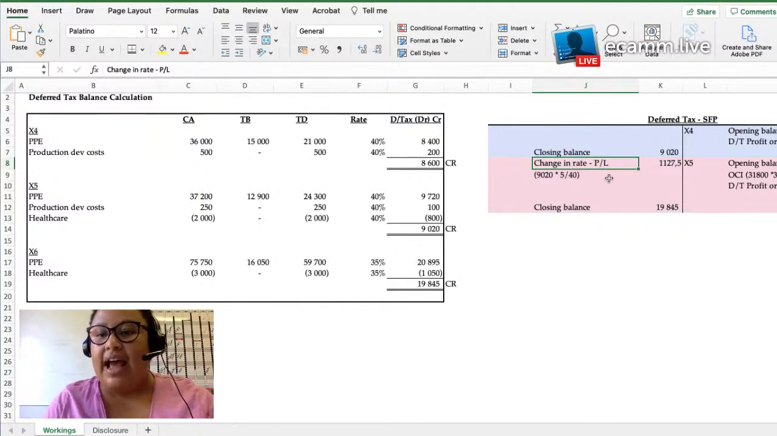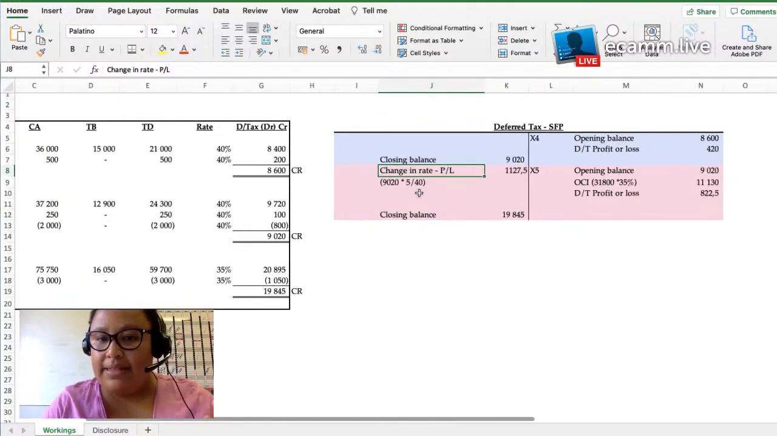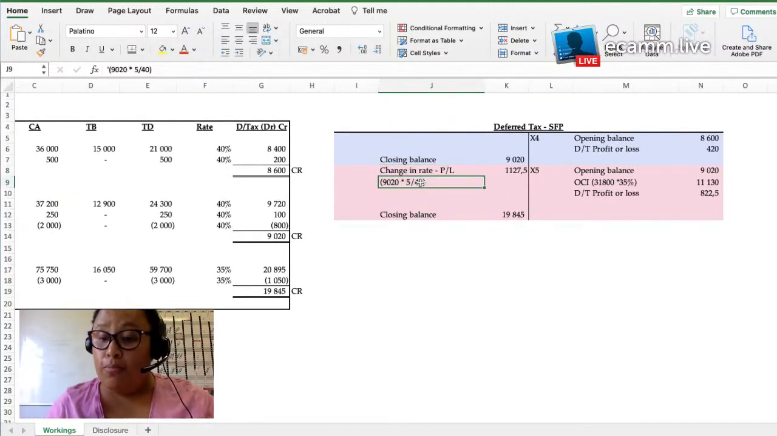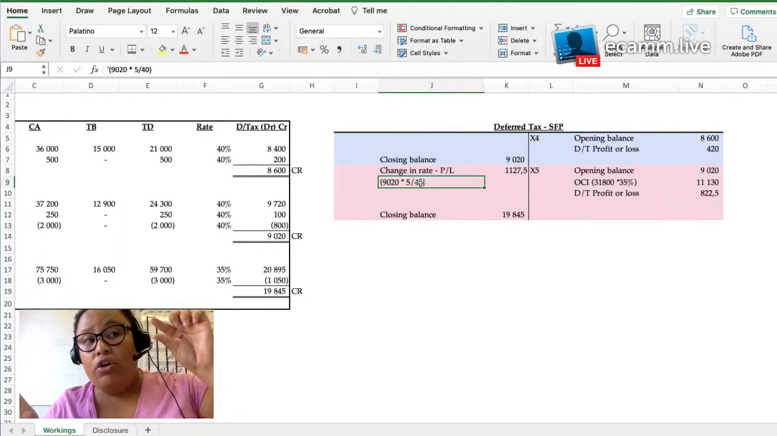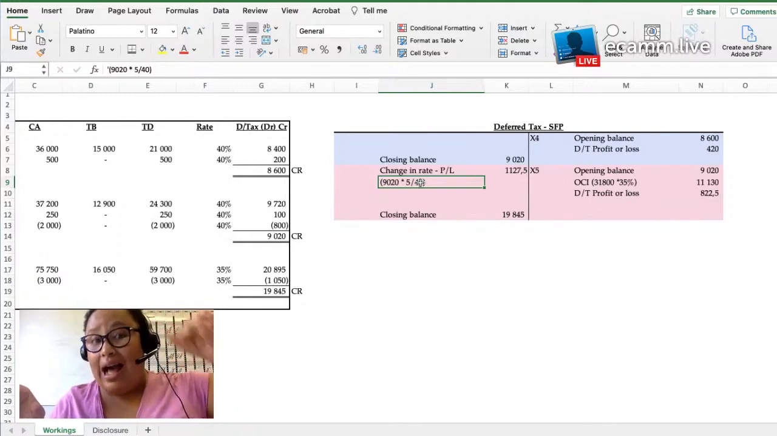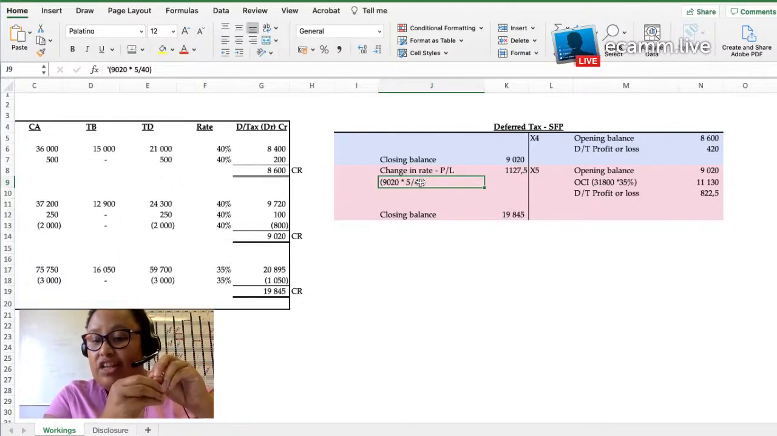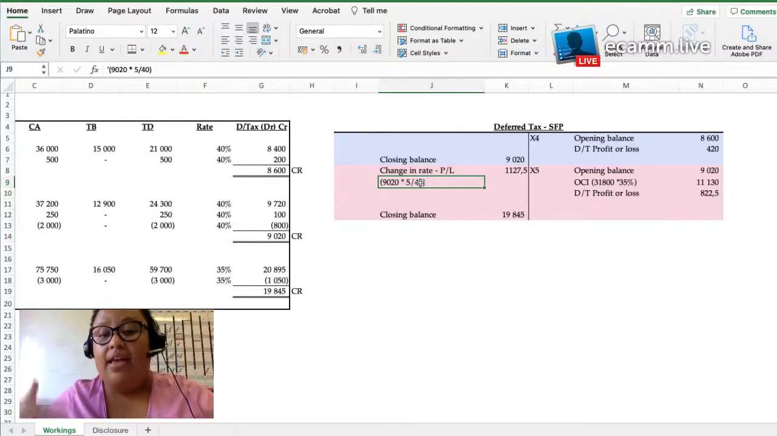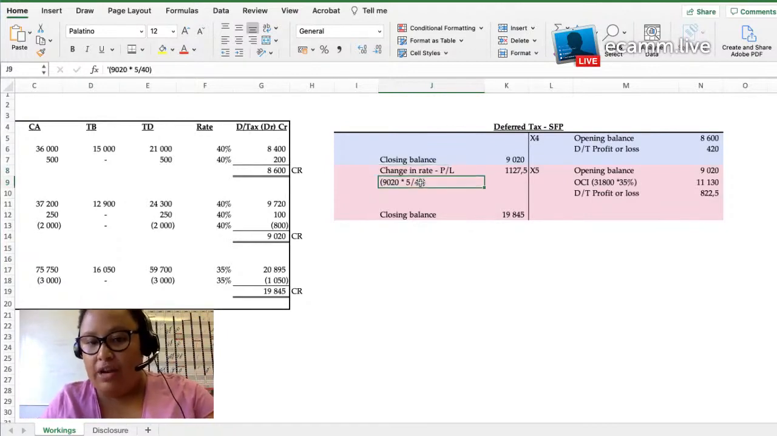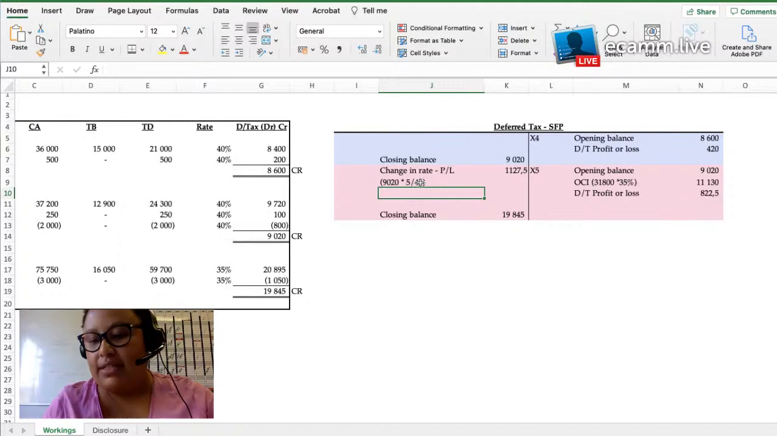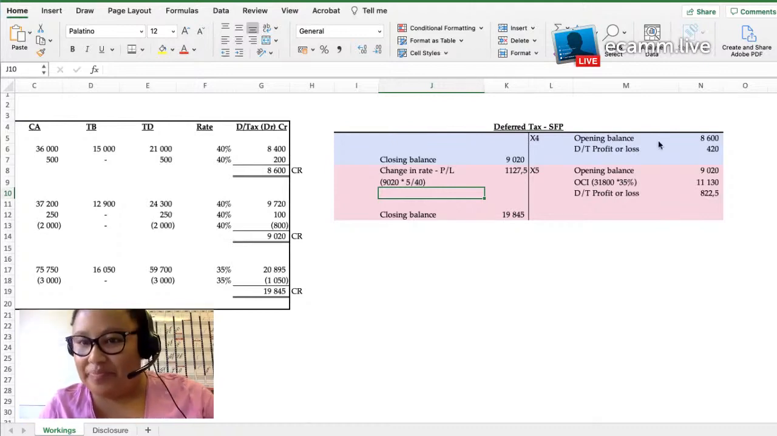I think the best thing is to first calculate the full impact of the change in rate on the balance. Then look at the temporary differences that were outside of P&L. Calculate what the change in rate would be on those temporary differences, subtract the one from the other, and then you get your change in rate in P&L. So you would have change in rate P&L and change in rate OCI as well. I hope that answers your question.